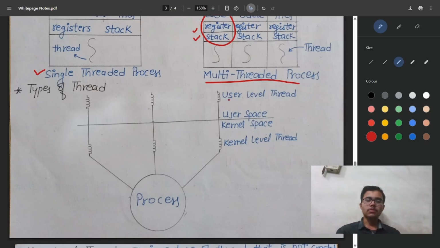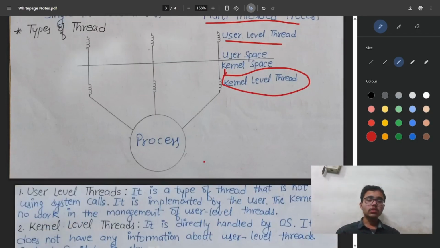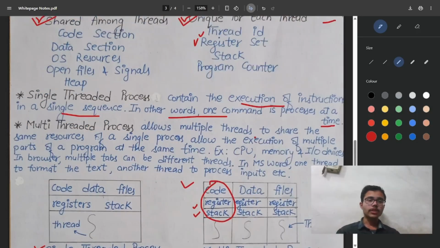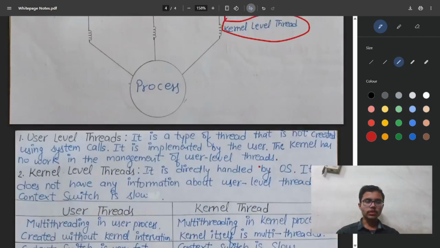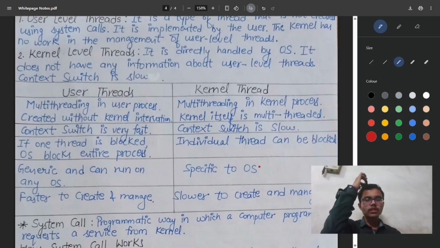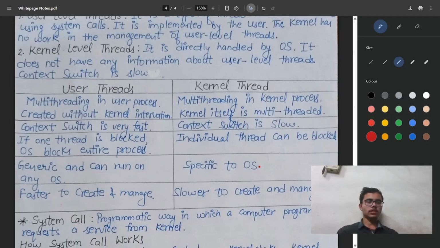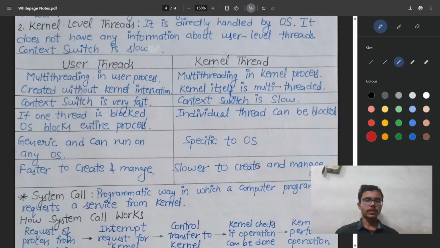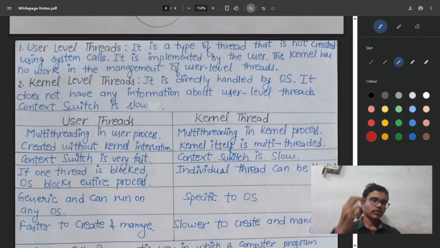There are two types of threads: user level threads and kernel level threads. One important thing we are going to discuss is user level threads versus kernel level threads. You just have to know the meaning of these and the difference between them, but there is only a single thing which is unique in them. You have to know that, which we discuss.